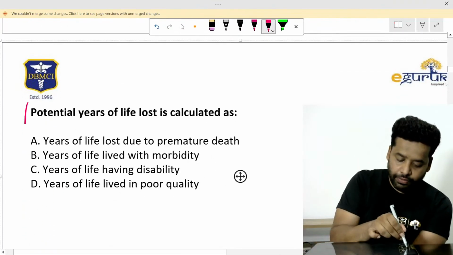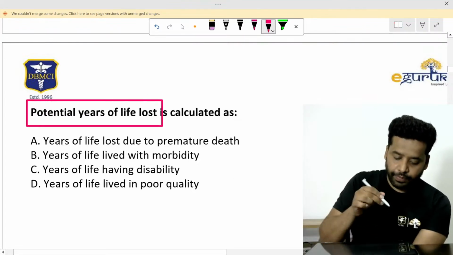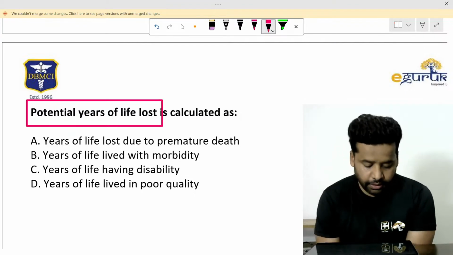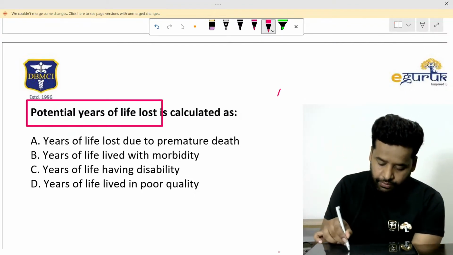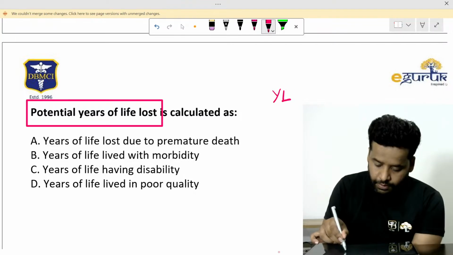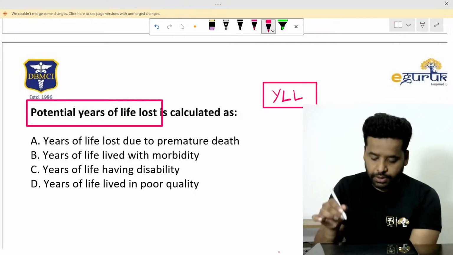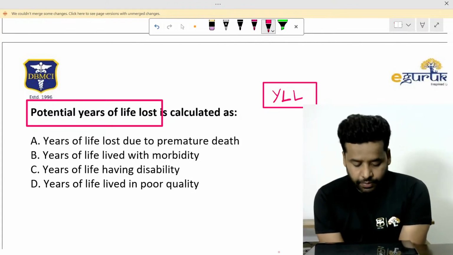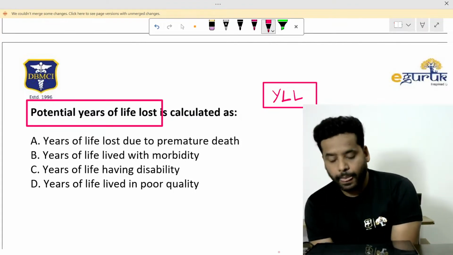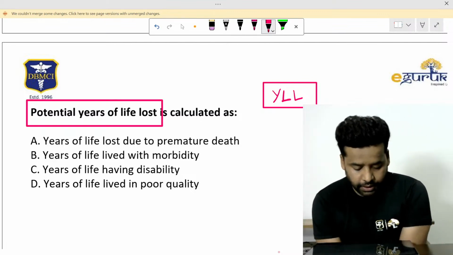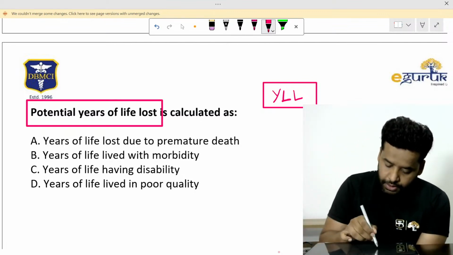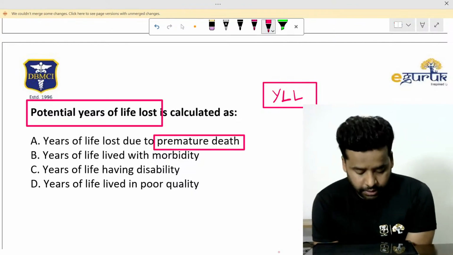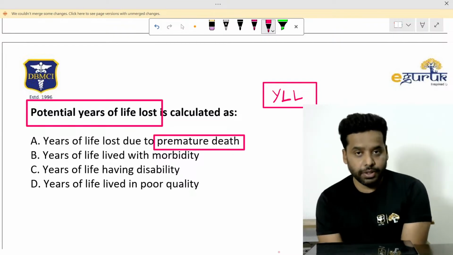Potential years of life lost. See the words properly. If they ask years of potential life lost or years of life lost, this is due to. So tell me the answer. You know the answer. Years of life lost due to premature death. This will be the correct answer.